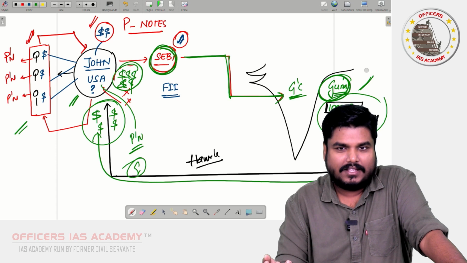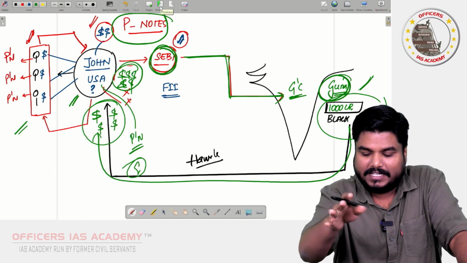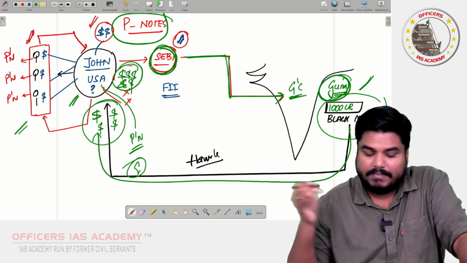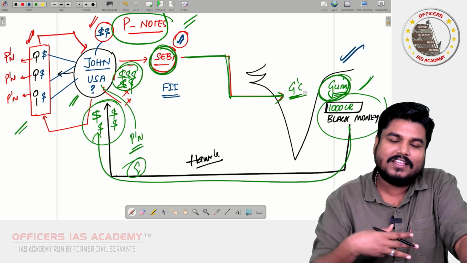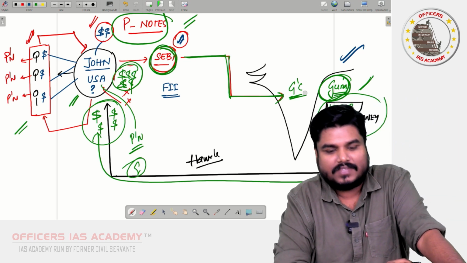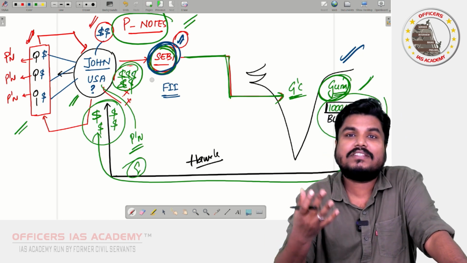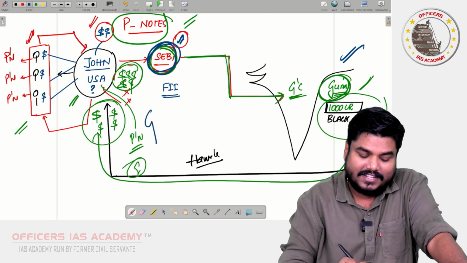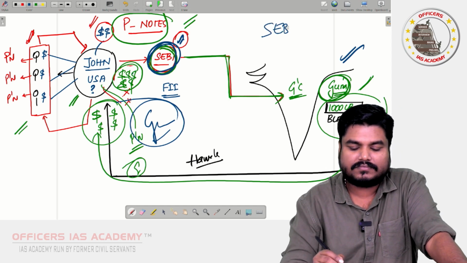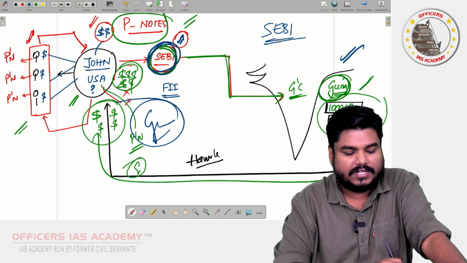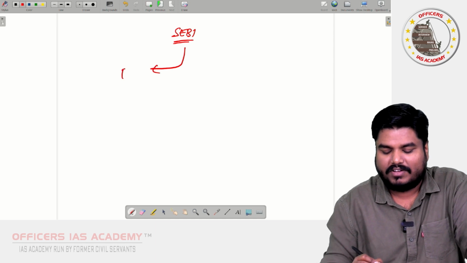Okay, but remember, this participatory note arrangement is not illegal. This participatory note arrangement is being illegally used by Guna. So, Guna is illegally using this participatory note instrument to convert his black money into white money. What might SEBI think? It is John who is investing. But in reality, who is investing? It is Guna who is investing back. So, at one point, SEBI figured it out. And SEBI said to the FIIs, the foreign institutional investors.